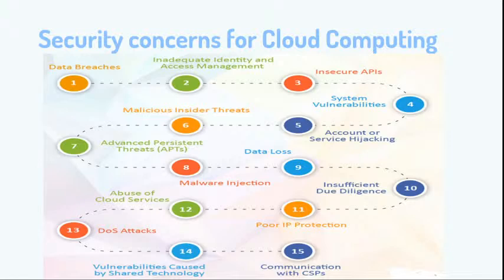Like data breaches. Nowadays most of the news is about Facebook or WhatsApp, where some users' details, like usernames and passwords, are directly online. Sometimes we hear those news. So data breaches will come. And then identity and access management, that is, we can't know whether my mail ID is accessed by me or by some other person.